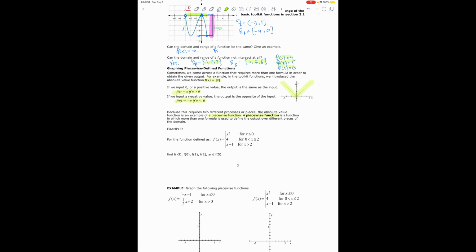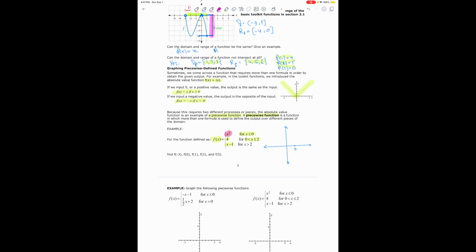Here is an example. If you have the function f of x defined as x squared for all of the x's that are less than or equal to 0, and it is equal to 4 for all of the x's that are between 0 and 2, inclusive of 2 and exclusive of 0, and it's equal to x minus 1 for all of the x's that are greater than 2. So it's defined over 3 intervals. If I assume there is a number 2, the function is going to be defined as follows.